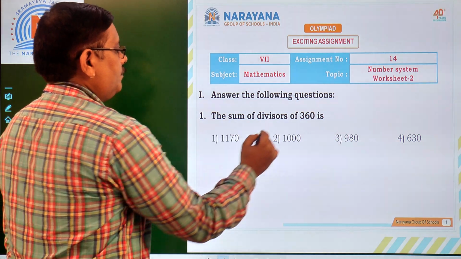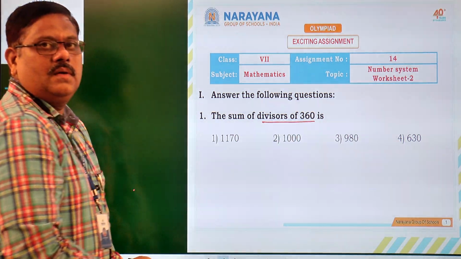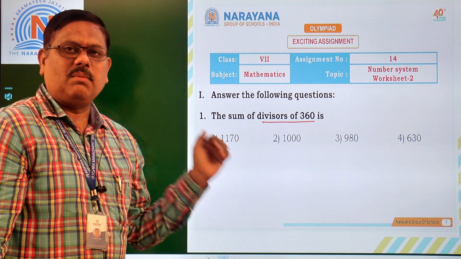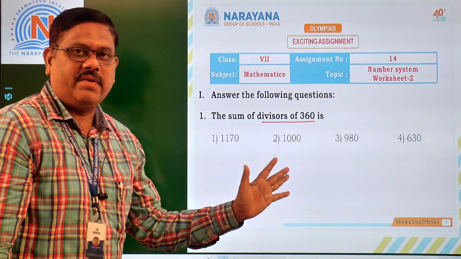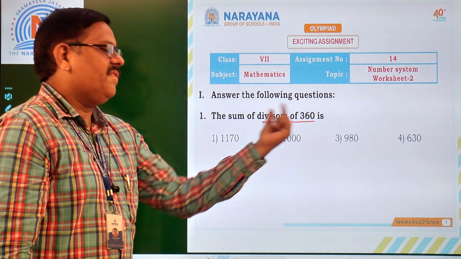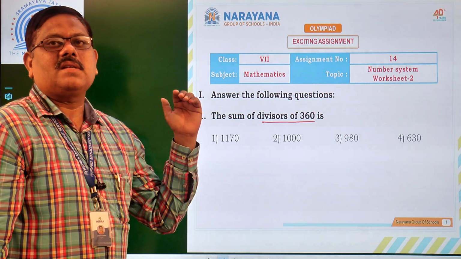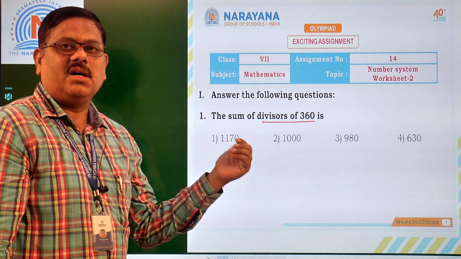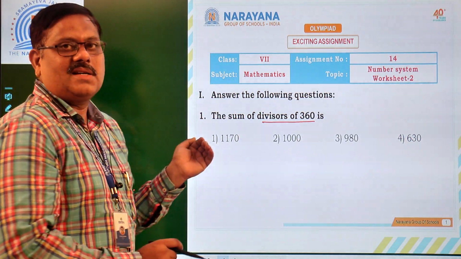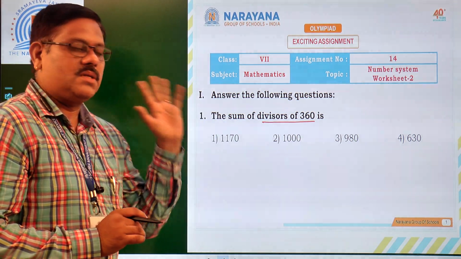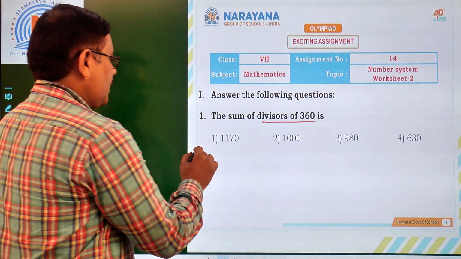Now, if you want to find out either number of divisors or sum of divisors or product of divisors, whatever it may be, the very first thing is what? The given number is to be written in its standard form. What is the standard form? Product of prime numbers. So the first task is to convert 360 as a product of its prime numbers. Let us try to do that.